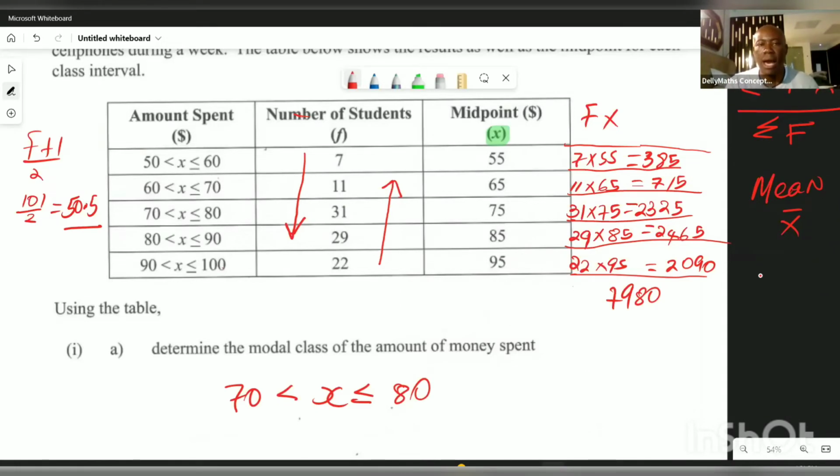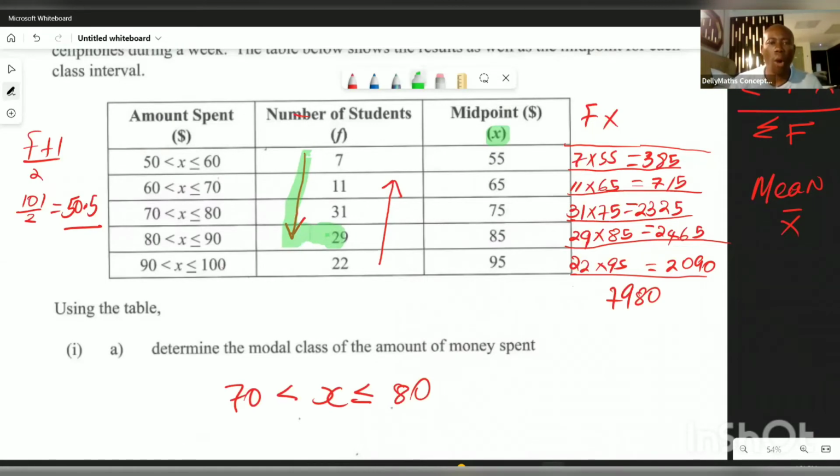So let us see. 7 plus 11, that is 18, plus 31, that's 49. And then when we add 29, we would have passed. So when I'm coming down, it is telling me that I need to stop right here. All right, going down, it says stop right here.